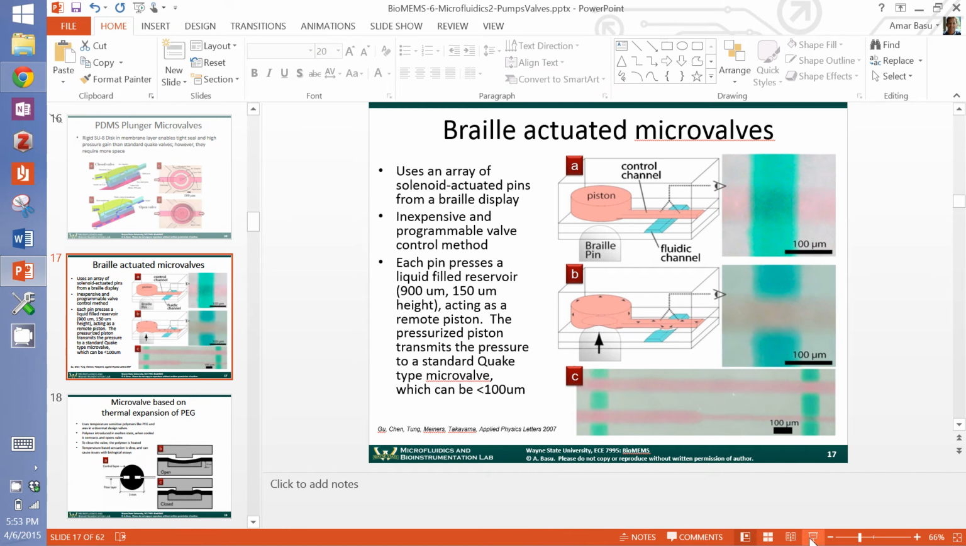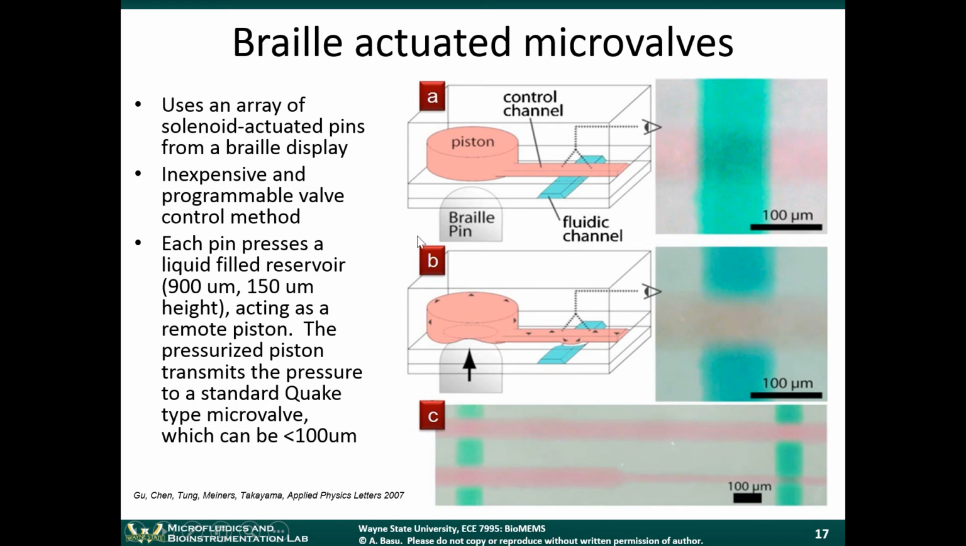So they had a Braille display sitting underneath the microfluidic channel, and there's a thin membrane separating the Braille pin from one of the channels. Now this pink region, or the red region here, they call that the piston layer. The piston layer is filled with some type of fluid, and when the pin is actuated upwards, the fluid flows this way, and it actually ends up pushing down on the fluidic channel.